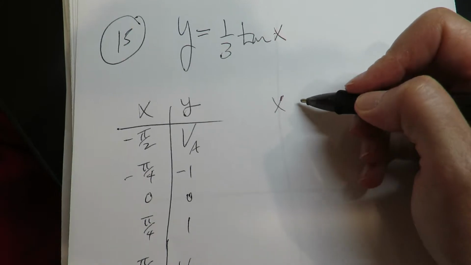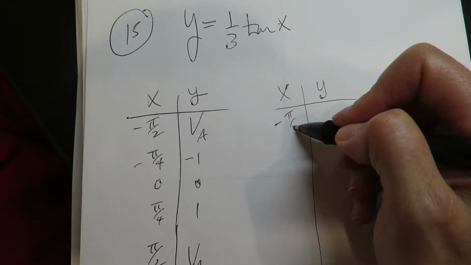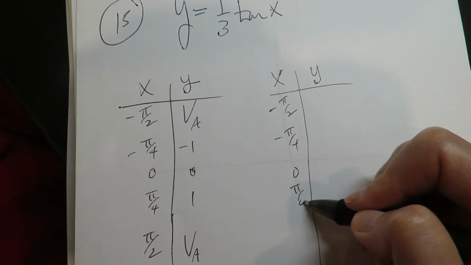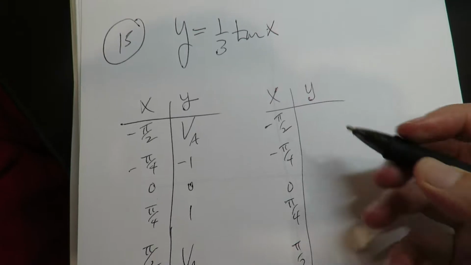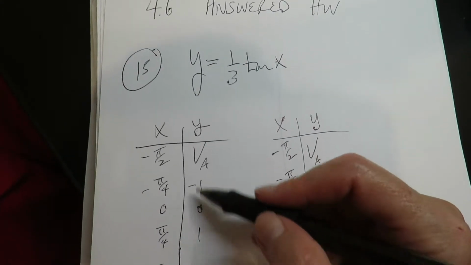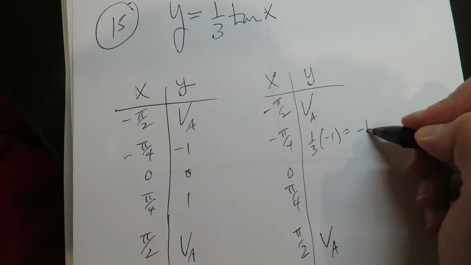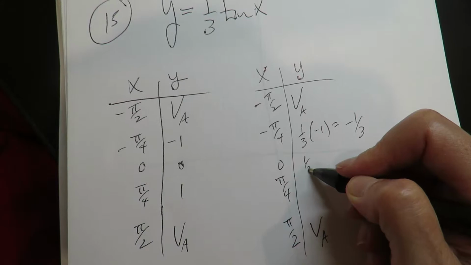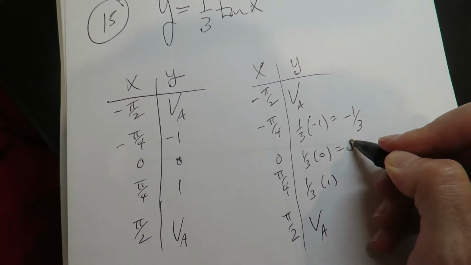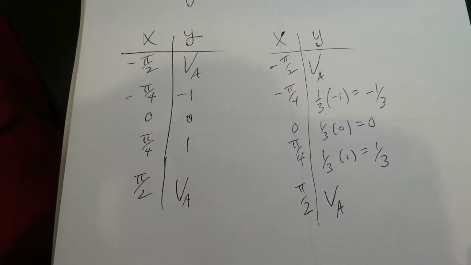So I'm now going to make the new table. So again, the x column, the domain is not changing for these points. VAs stay VAs, but these values in here are going to become 1/3 of what they are. Okay, so that's my table.